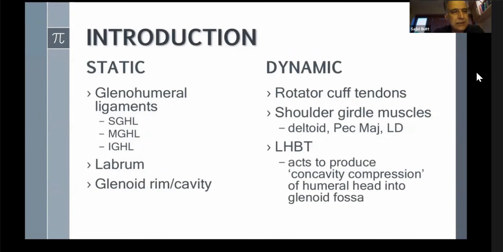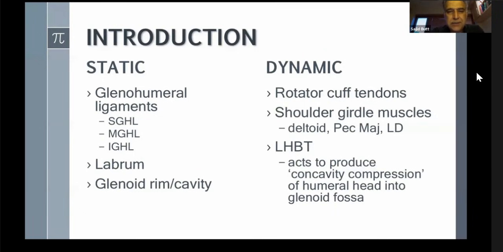What are the static supporting structures for the glenohumeral joint? These are the 3 glenohumeral ligaments: superior, middle, and inferior. We've got the glenoid labrum, and we've got the glenoid rim and the cavity. Remember, the glenoid labrum and the rim are actually quite small. The analogy used is the golf tee and the golf ball. The humeral head is like a golf ball, and the golf tee is the glenoid. It's a markedly oversized humeral head as compared to a relatively small cavity in which it's articulating.